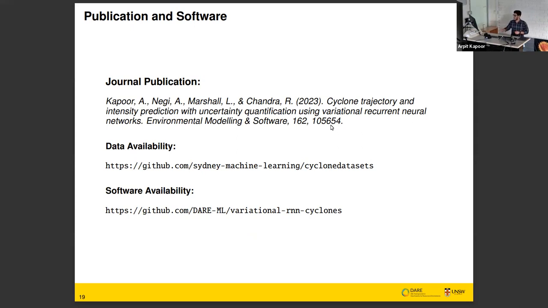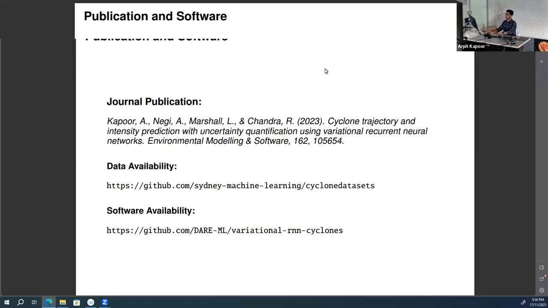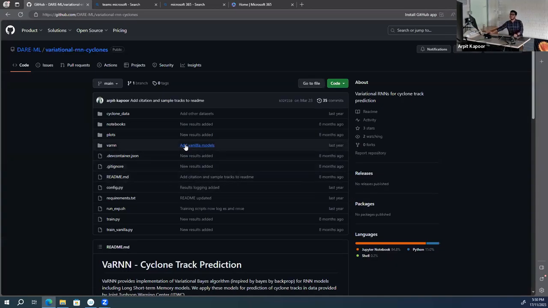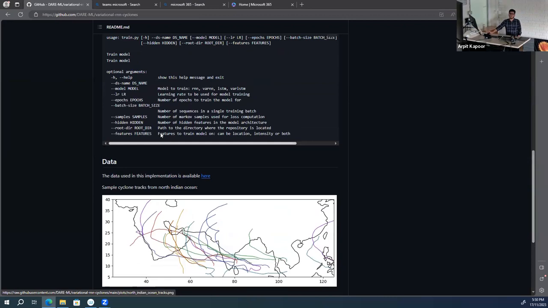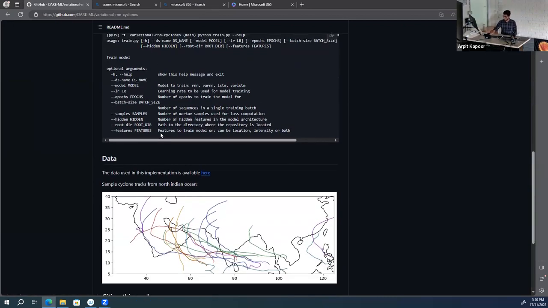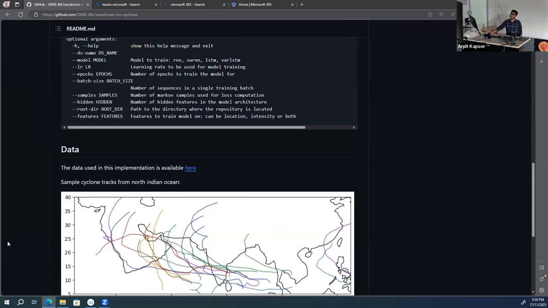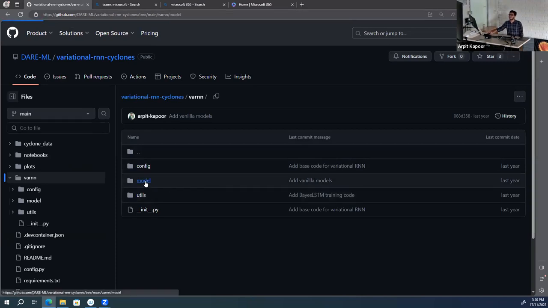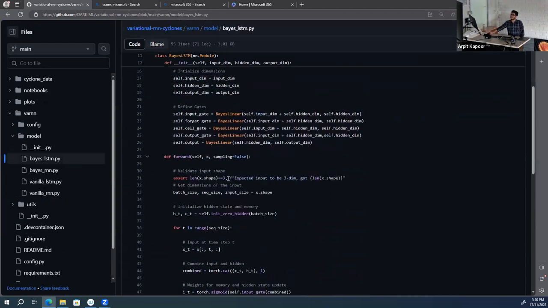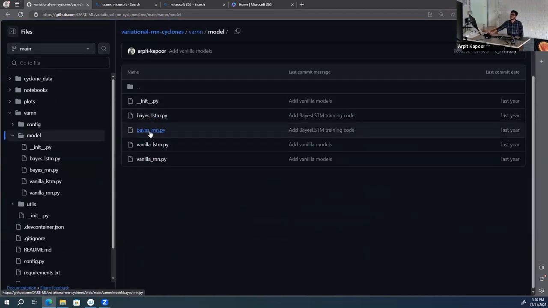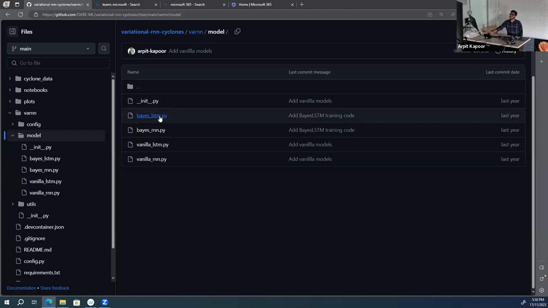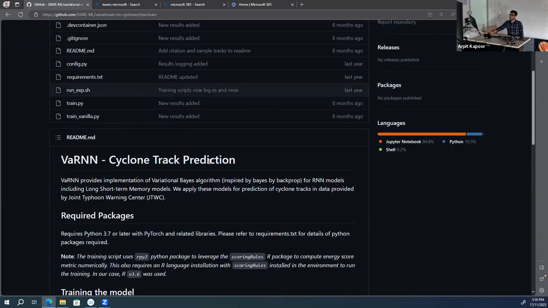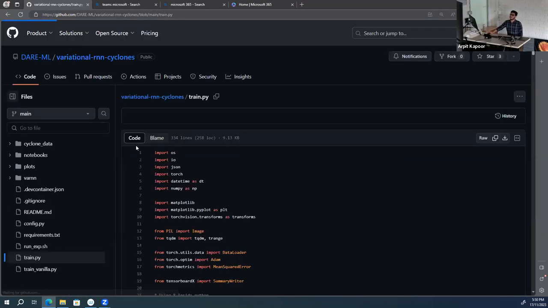We have also created GitHub repositories for the data and the model used over here. So we have created a GitHub repository for the model and documented this. The code is provided in PyTorch and it is available for you to clone and play around with if you would like. We have both the implementations available for Bayesian LSTM and Bayesian RNN. Although these are fixed architectures over here, you can play around with them. And we've also provided some training scripts for these.